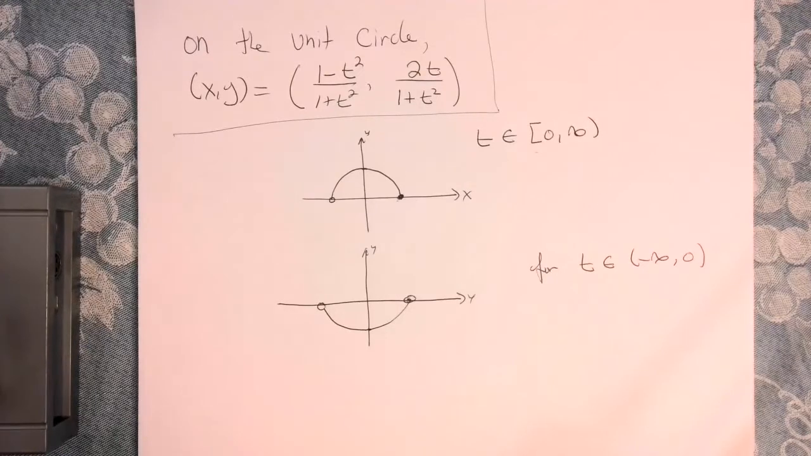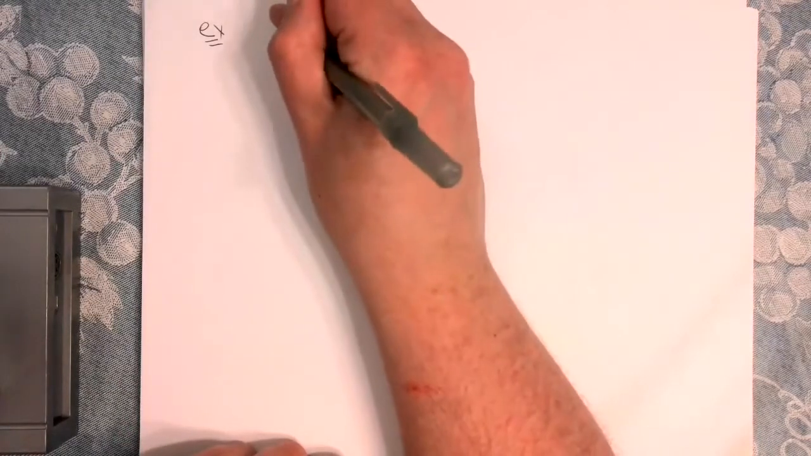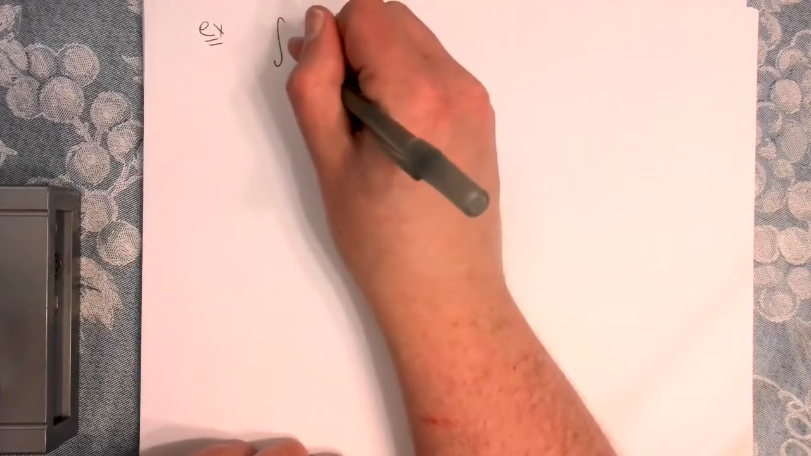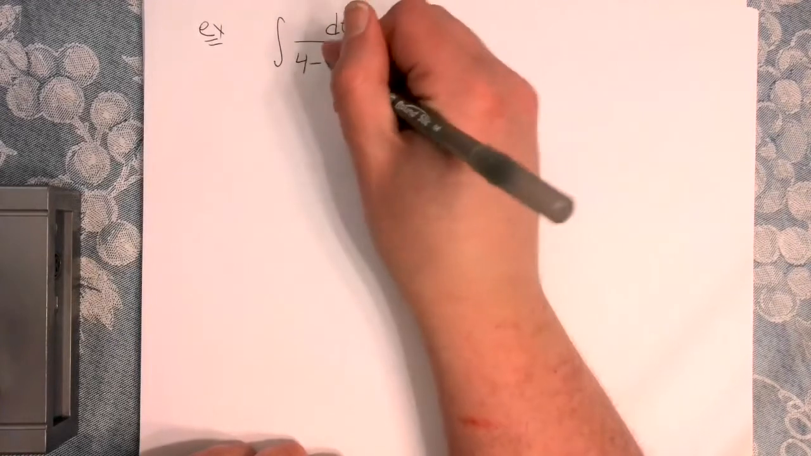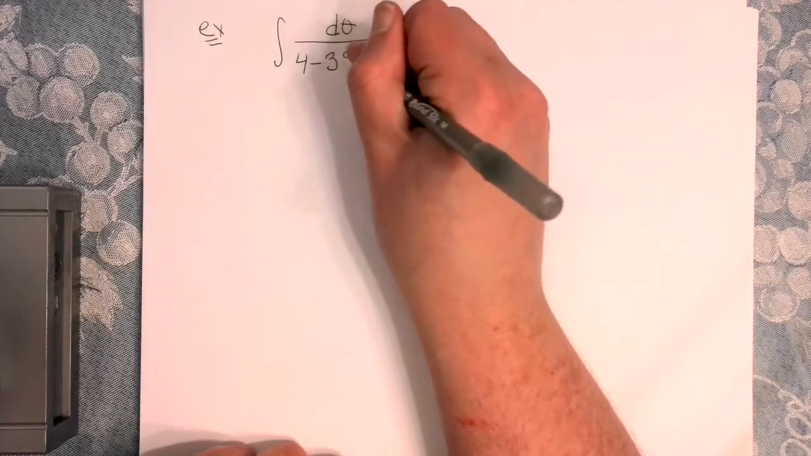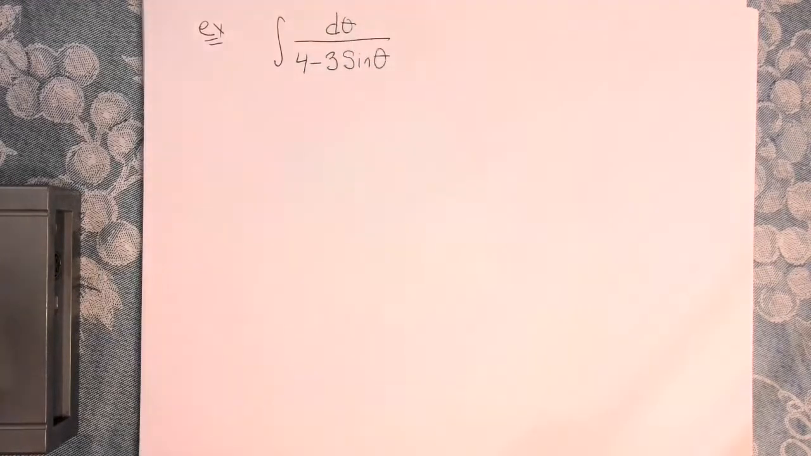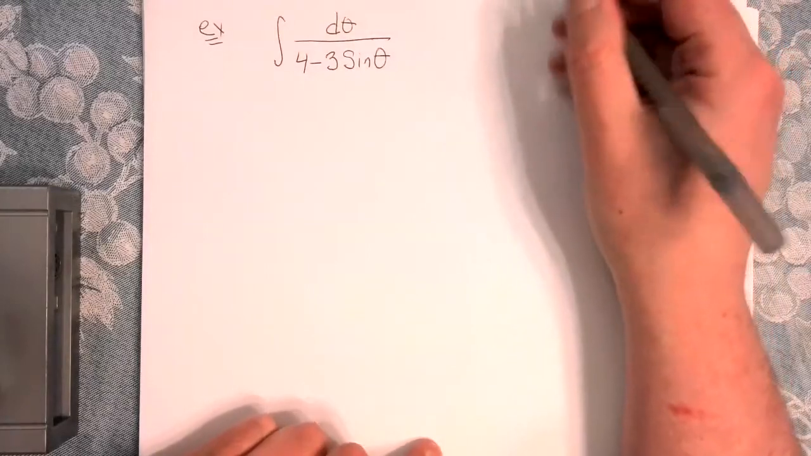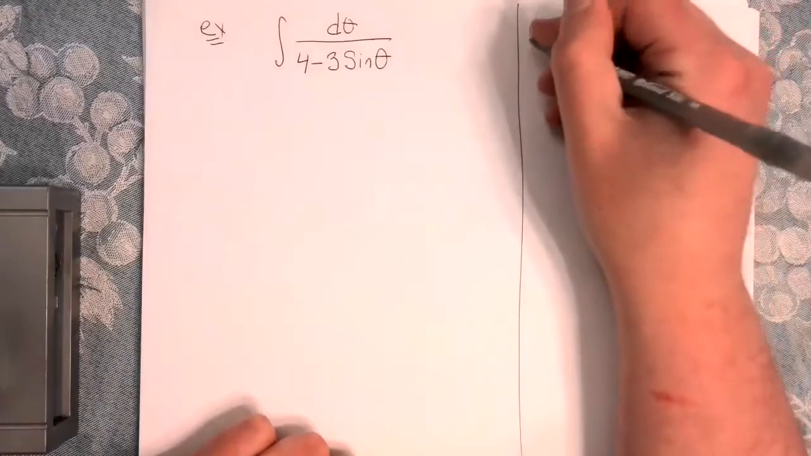So our goal now is to apply this to integration. So we're going to use a technique called a Weierstrass substitution. So pretty neat. And so we're going to compute this integral. Okay, so yeah, let's set up our Weierstrass substitution.